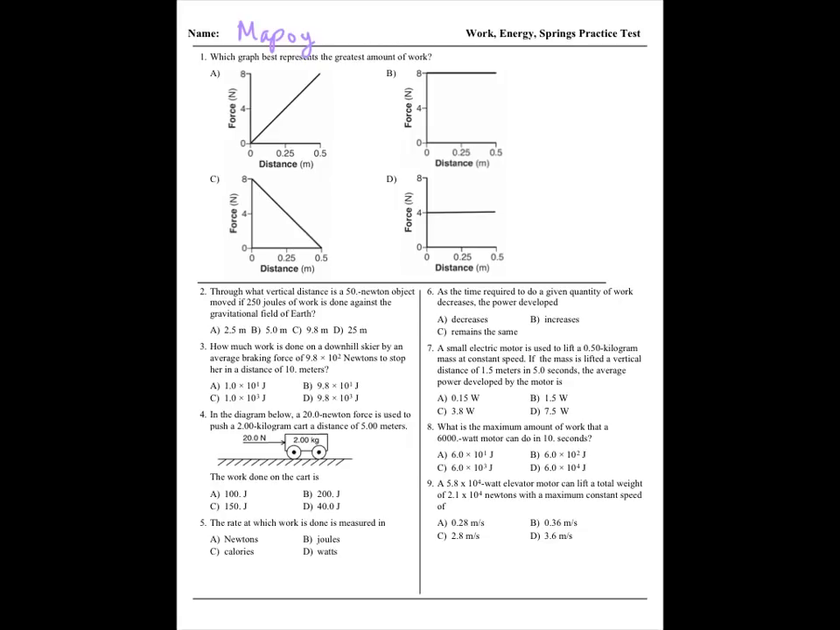Which graph best represents the greatest amount of work? Alright, let's look at these keywords, work and graph. We should be thinking area under the curve. Okay? So we're looking for the graph with the most shaded area beneath the graph. And that, ladies and gentlemen, should be easily discernible. That's choice B.